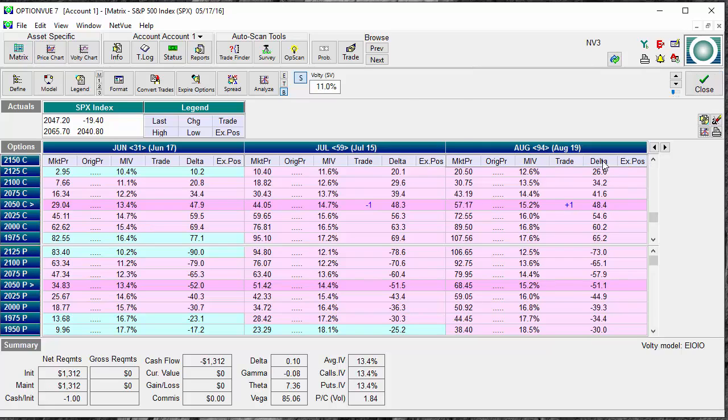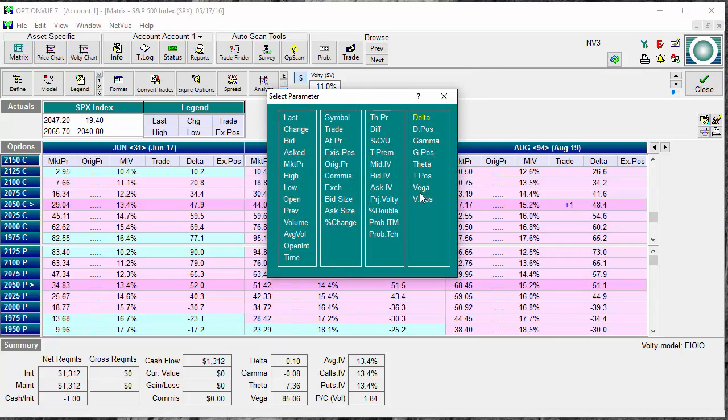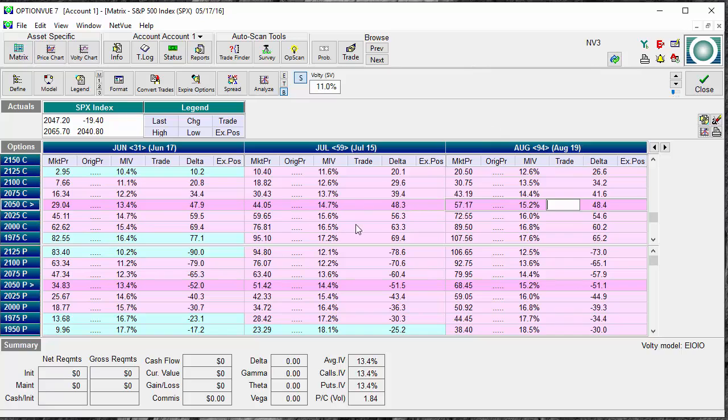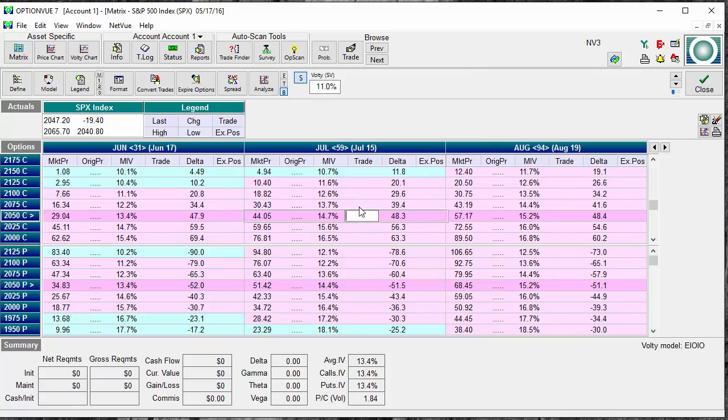All right, if I change this right here from delta to vega, vega at 327 is less than vega at 412. So they have more sensitivity to vega, and these are options that we have purchased. So a delta neutral approach is one way to trade a calendar strategy. A directional approach is another way.